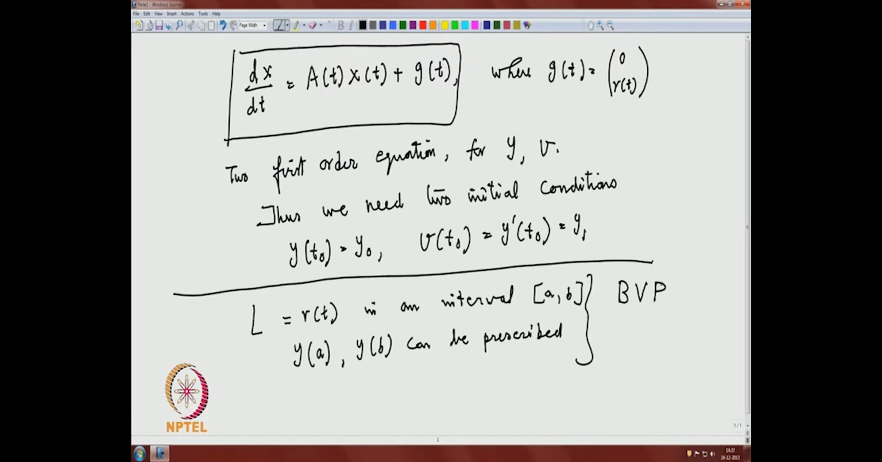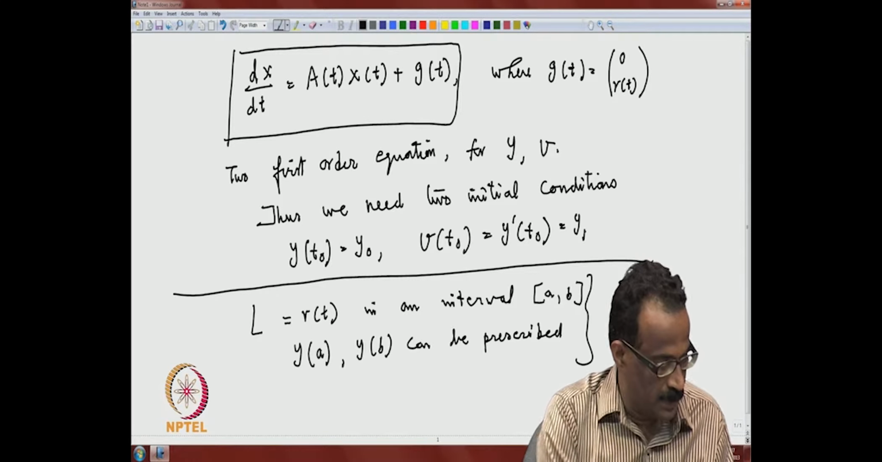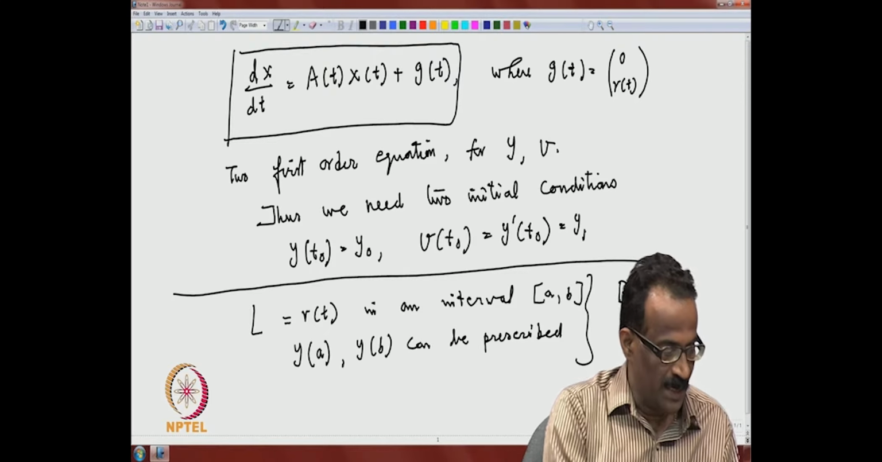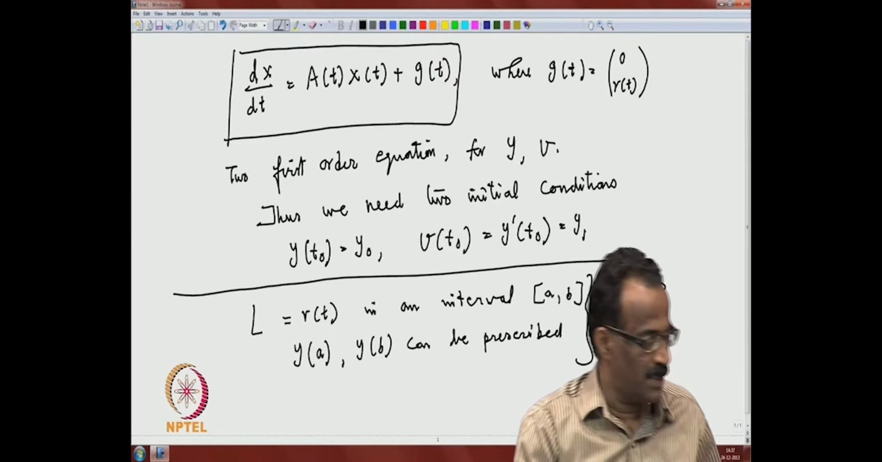We may not go into an elaborate study of boundary value problems in this course, but we may give 2 or 3 lectures about boundary value problems. But in this particular module, about second order linear equations, we will not deal with boundary value problems. This is the remark which I want to make.